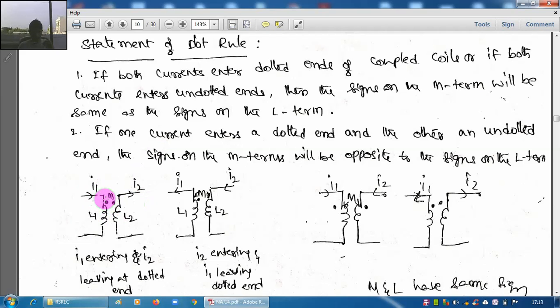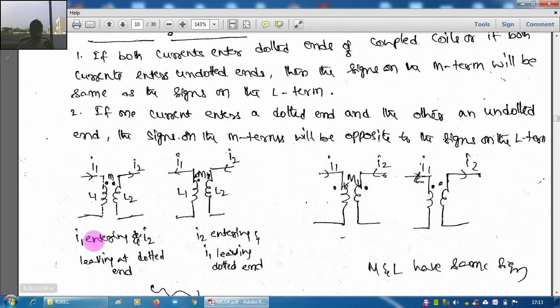Dot is marked in the upper terminal of L1. For coil 2 also, the dot is marked at the upper terminal. So now according to this marking of dots, I1 enters the first coil through the dot, and for this direction of I2, I2 is entering here and leaves the dotted end. So I1 is entering the dot, I2 is leaving the dot. That is mentioned here, I1 entering and I2 leaving the dotted end.